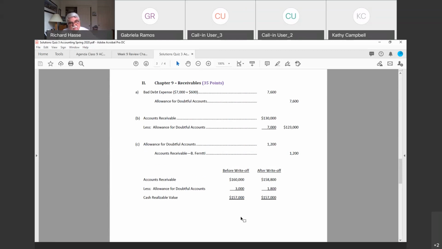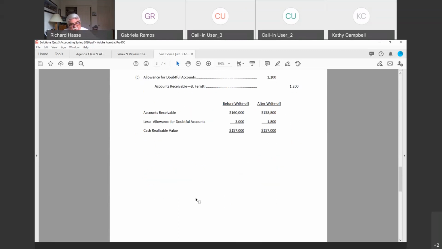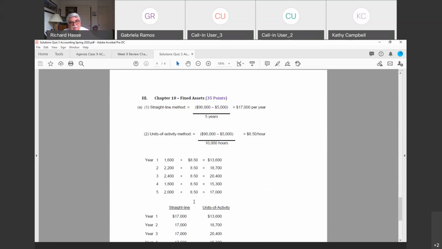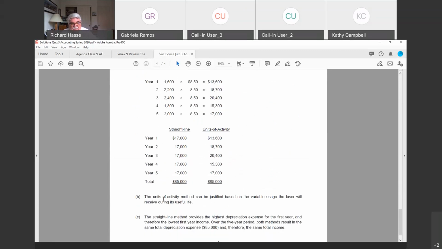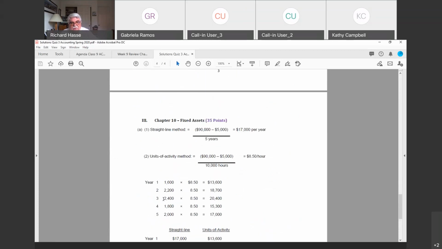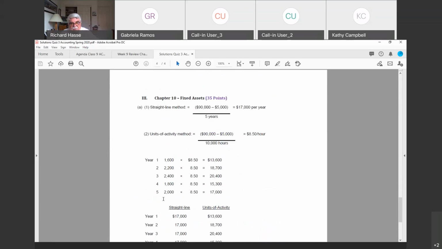Again, very nice work. And in Chapter 10, the third question, everybody got right. No hassles, no problems with depreciation. Good thing about this here, we didn't have to do any journal entries. On the exam, you will have to do a journal entry in regards to this, so stay tuned for coming attractions.